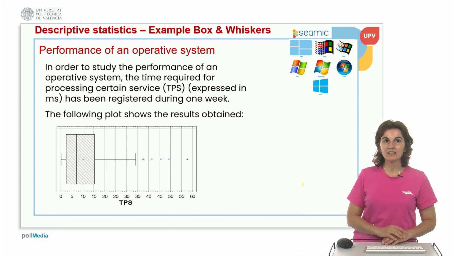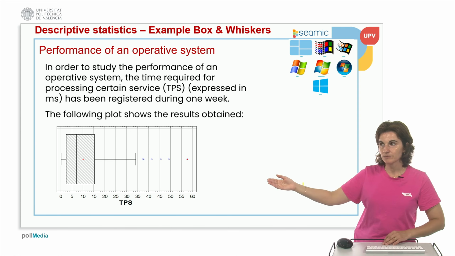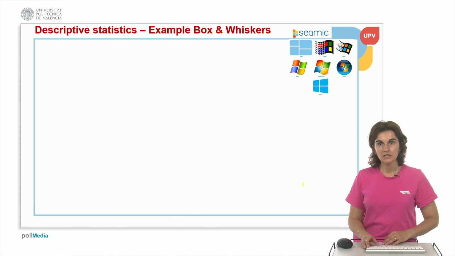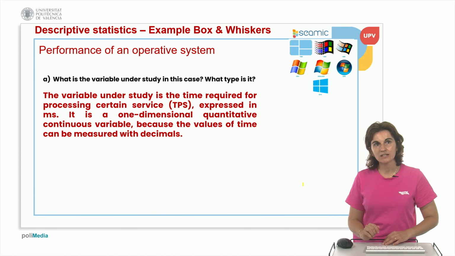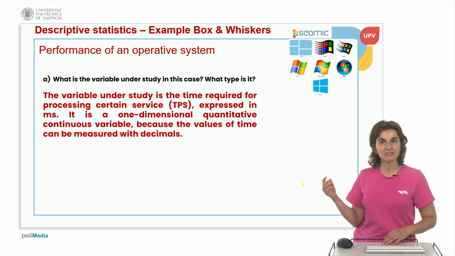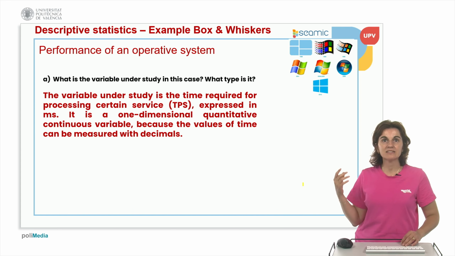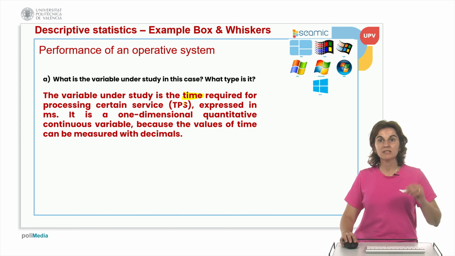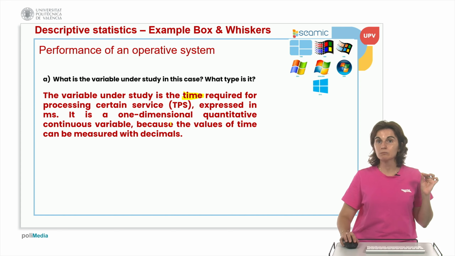So we can see this plot that shows the analysis of the variable time to process a service. And we can see that it's a box and whisker plot. So according to this chart, we need to answer this question: what's the variable under study in this case? This is something we already explained. Is the time required to process a certain service? You may see the response here, but the variable is time. This is what we are measuring.